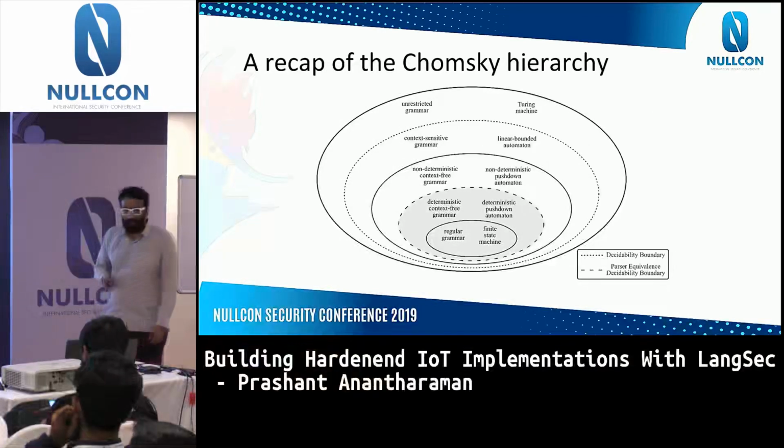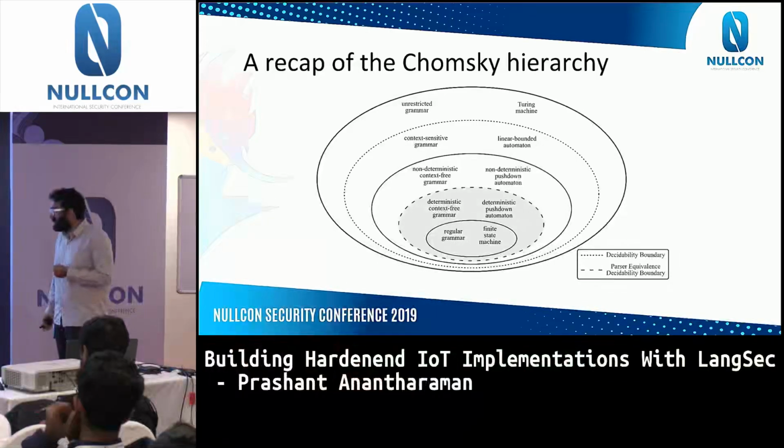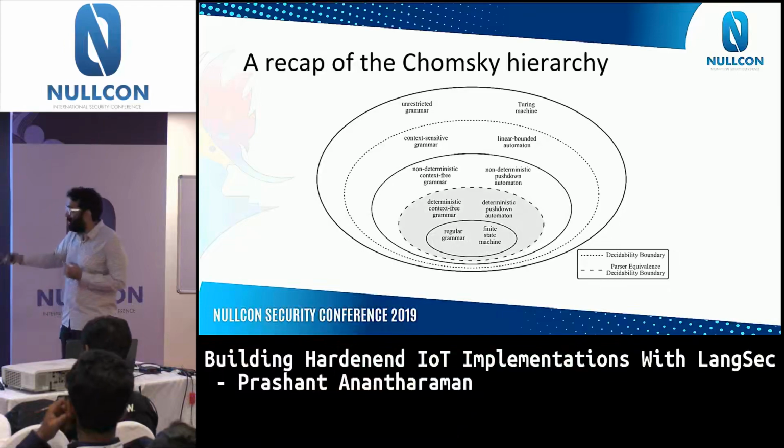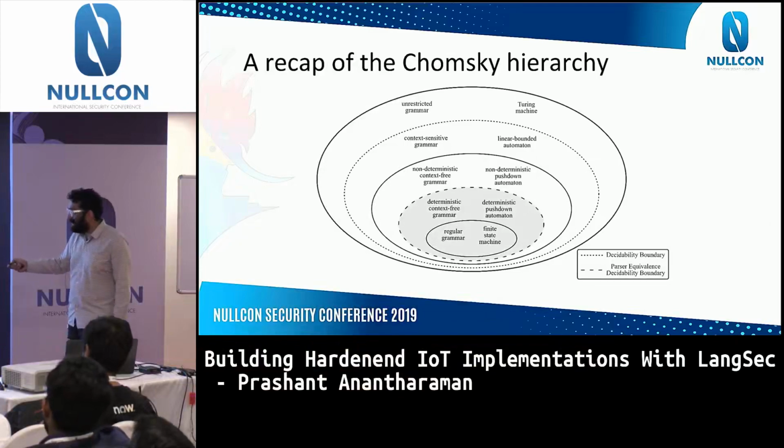For people at the back who probably can't see this, let me just explain. This is the Chomsky hierarchy. If you've taken a formal language theory class on automata, you should probably have come across this. Just to recap, the innermost is the regular grammar. The one right outside it is deterministic context-free. This is non-deterministic context-free. This is context-sensitive, and this is the Turing machine.